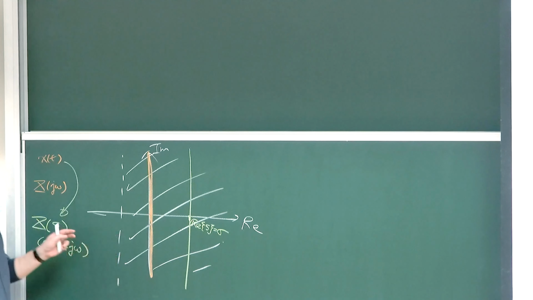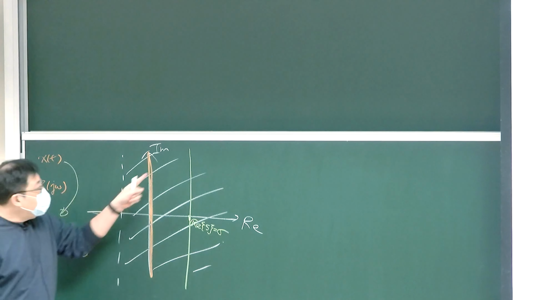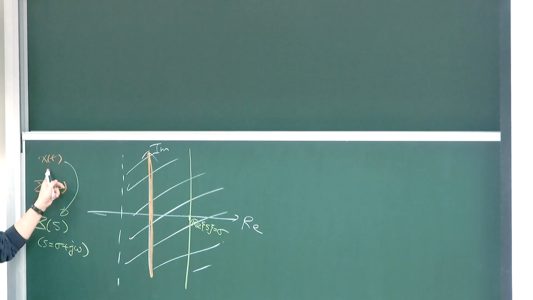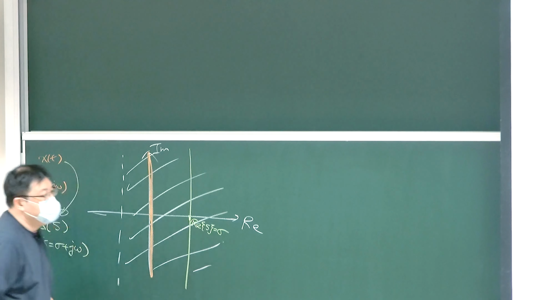So this is saying that you can actually reconstruct the original signal by integrating along any line in the region of convergence, and you should be able to get back this signal. So you don't necessarily have to integrate over the imaginary line, but integrating over any line in the region of convergence allows you to get back your original signal. Okay? So this is much more general than the original Fourier transform.